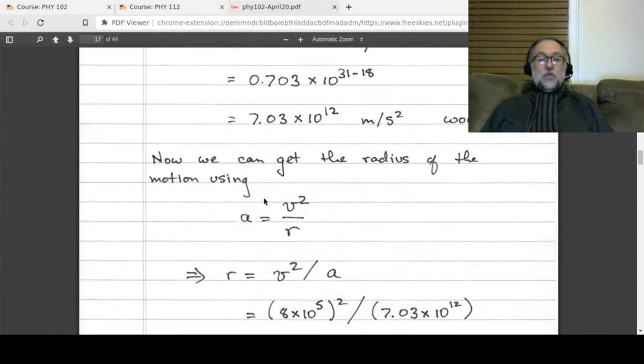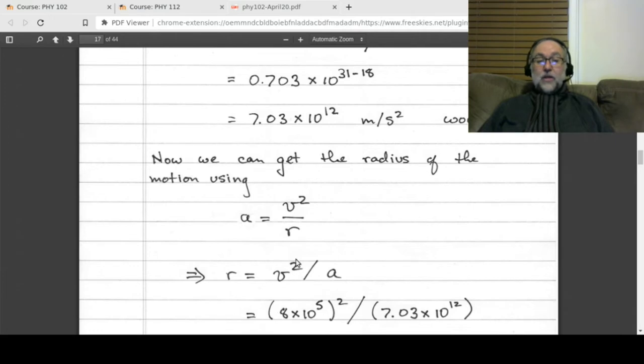And now here we're going to use one of the formulas for uniform circular motion. If you remember this one, a is equal to v squared over r. You remember from last semester, if you're in a car going around a corner with radius r, traveling at velocity v, v squared over r tells you your centripetal acceleration. That's why when you're going around a corner, you feel like you're being thrown out from the center of the turn. Okay, so we know the acceleration. We just calculated that: 7 times 10 to the 12 meters per second squared.